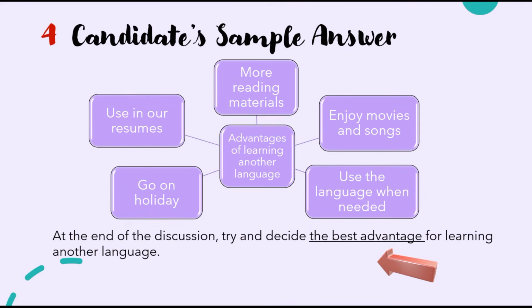At the end of the discussion, try and decide the best advantage for learning another language. Do not be too worried about this. This is not a must. This is because when you are discussing about something, you will gradually move towards 1 or 2 suggestions that are most popular. This is a natural process. I will not say too much about this here, as I will also have another video on this. So do look out for this one too.